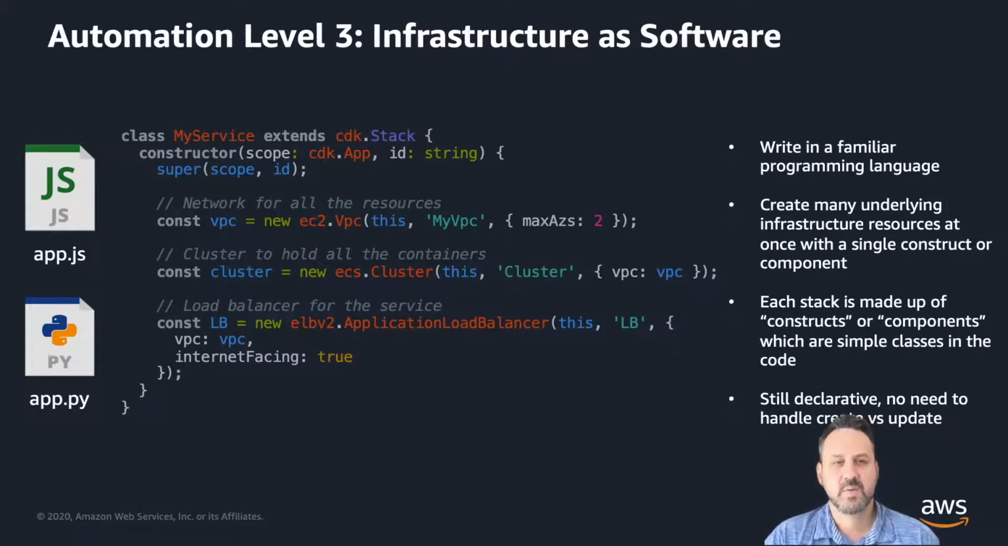So within these tools, they have higher-level abstractions, which they call constructs or components. And these constructs or components are basically classes that are being built. And here in this example, you can see that someone is creating a new service, and this new service is going to have a VPC. This new service is going to have an ECS cluster and also an application load balancer. So every time they want to reuse this construct or this component, they're going to call my service.